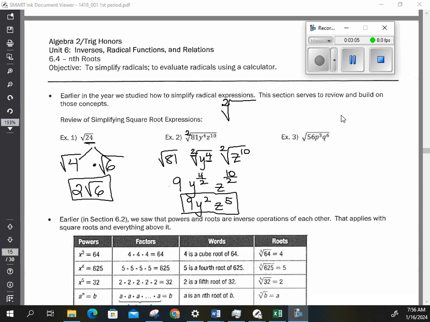Example 3 would work the same way. First, take the problem and separate it. So 56 is not a perfect square, so that's fine. That's 4 times 14. So 2 square root of 14. Set that off to the side.